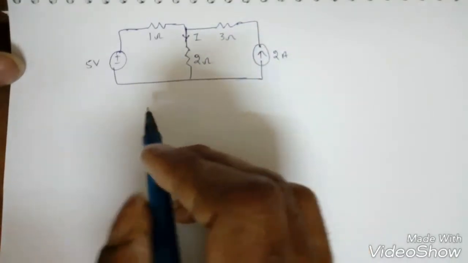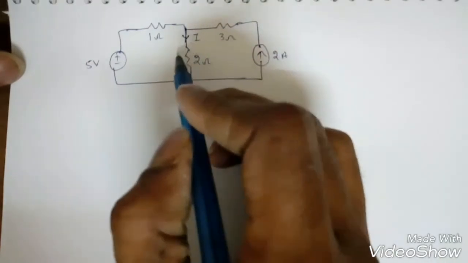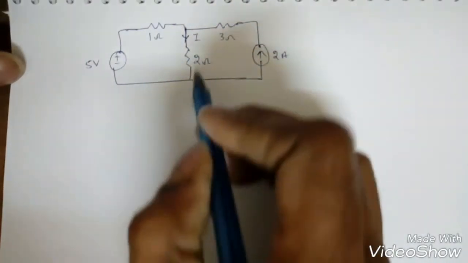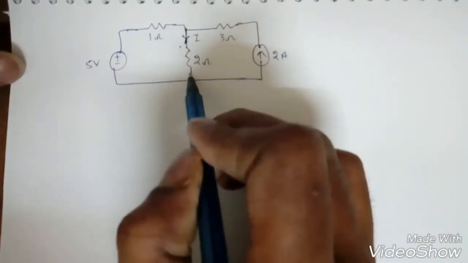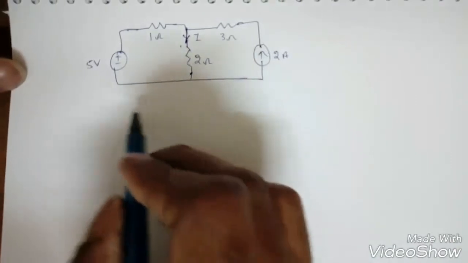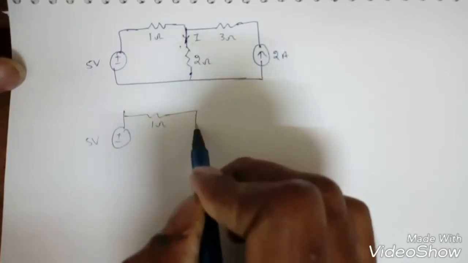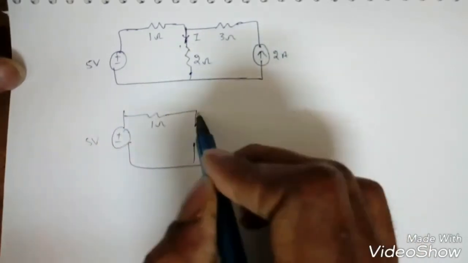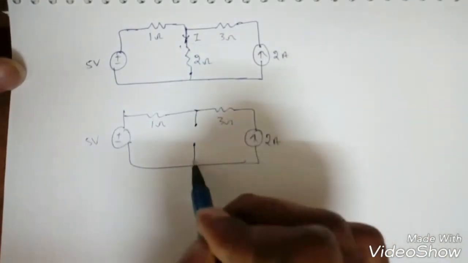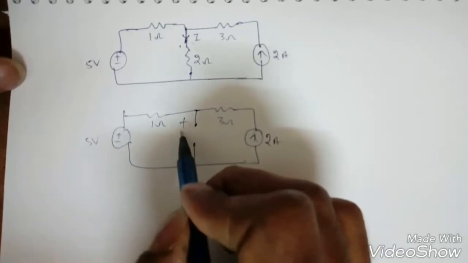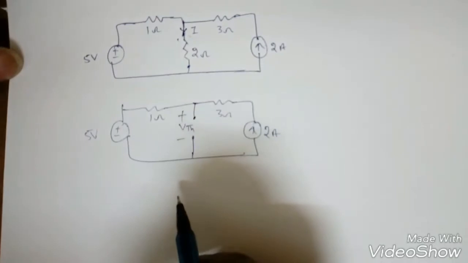Now to find VTH, RTH, or IN or RN, wherever we need the response, so just open this resistance there, just open the either load or current source or whatever, just open that one. Now when I open that one, so it will become like this: 5 volt, this is 1 ohm, this is open, this is 3 ohms, this is the 2 ampere current. Now wherever we open, give a voltage VTH. Now once we find the VTH, how to find the VTH?